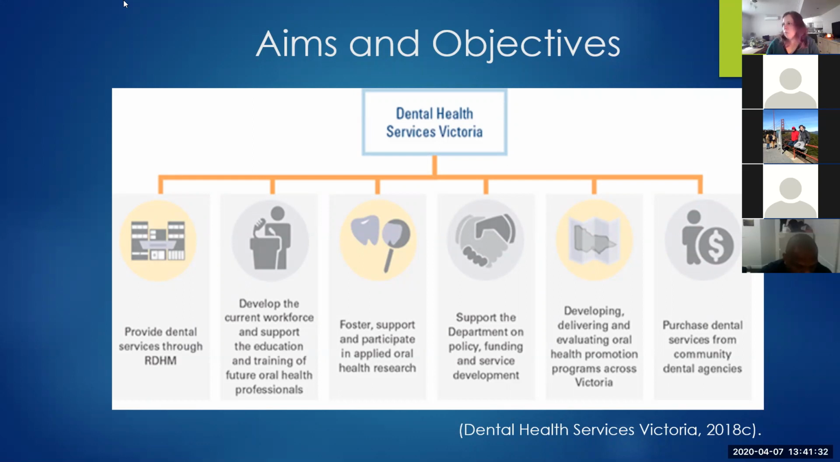So in the diagram there, you can see the aims and objectives. So the DHSV provides dental services through the Royal Dental Hospital in Melbourne. It develops current workforce and supports the education and training of future oral health professionals. It fosters and supports and also participates in oral health research. It also supports the department on policy, funding, and service development. It also helps develop, deliver, and evaluate oral health promotion programs across Victoria. And it's also involved in purchasing dental services from community dental.